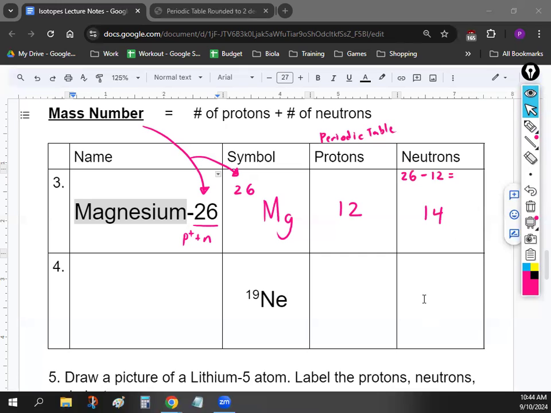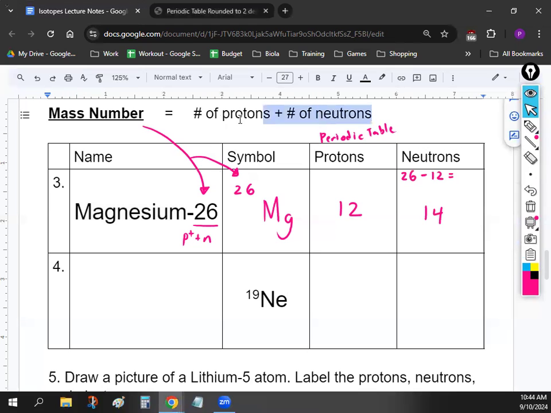Okay, and that's how you can identify the name, the symbol, how many protons and how many neutrons an isotope has. Pretty much, this is the formula right here that'll help you with everything. Just remember this number at the end is protons plus neutrons. Okay, any questions about that one?